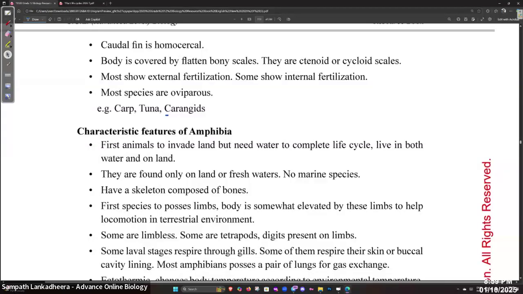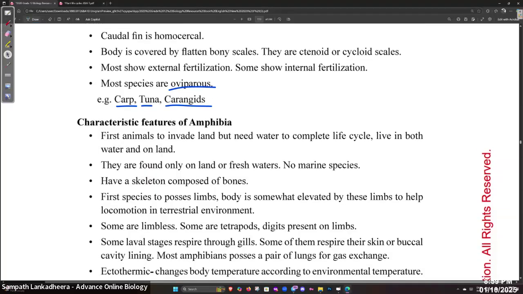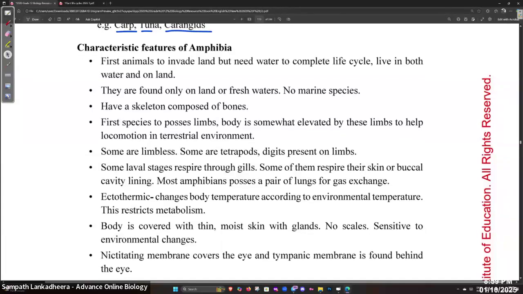Carp. What is carp? You know carps, right? Carps, carangid, tuna. These are different fish. Oviparous. So previously we said oviparous, viviparous, ovoviviparous. Now this one, most of them are oviparous, laying eggs. Then, people, we have to talk about amphibians.